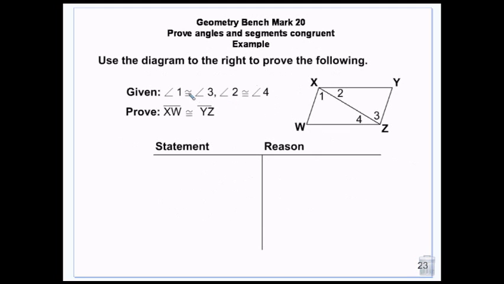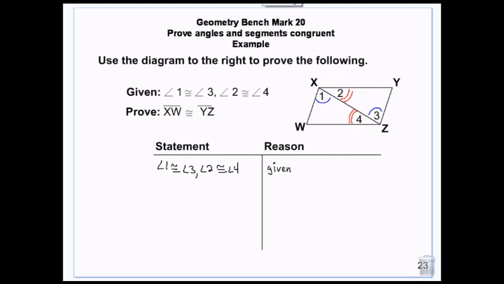So I have angle 1 is congruent to angle 3. And then I have angle 2 is congruent to angle 4. And I want to prove that XW is congruent to YZ. So first I have to prove that these two triangles are congruent to each other. So my first statements are, of course, the given. Okay. Now, I have two angles that are congruent.